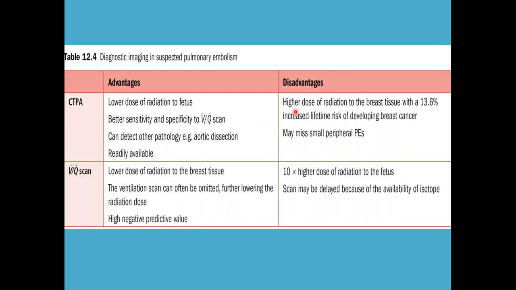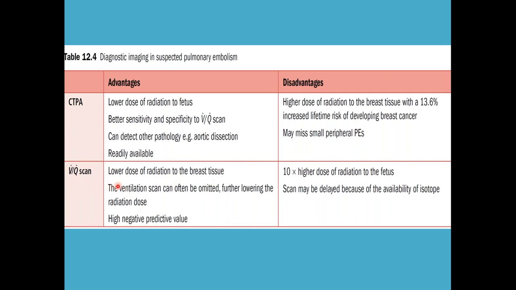And the disadvantage is a high dose of radiation to the breast, so there is a risk of breast cancer, with a 13 to 0.6% increased lifetime risk of developing breast cancer, and it may miss a small peripheral PE.